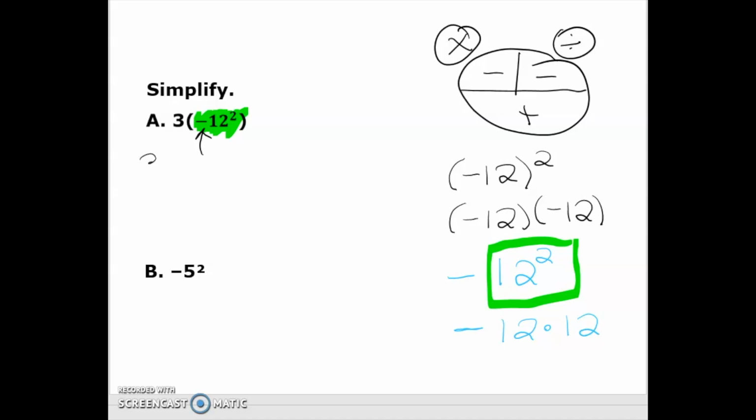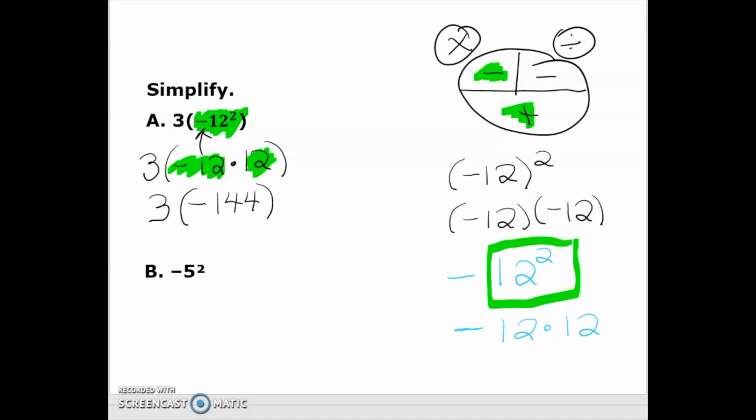So this becomes 3 times negative 12 times 12. So you could treat this a couple different ways. You could save the negative for the end, or you could think of this as negative 12 times positive 12, and then our answer will be negative. So we would end up with negative 144 times positive 3. So again, we would cover up a positive for the 3, a negative for the 144, so our answer will be a negative.